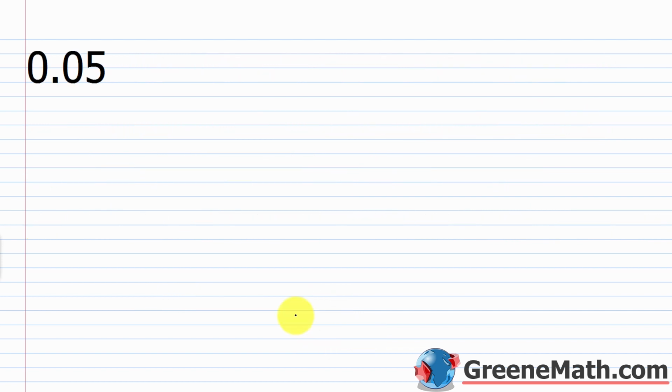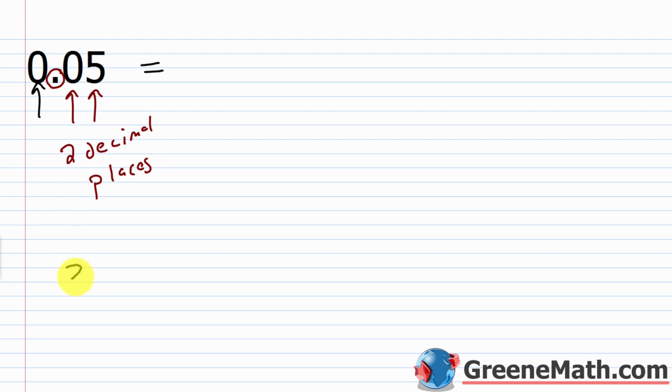All right, so we're going to start out with 0.05. And again, this 0 out here to the left of the decimal, that's just for clarity, right? We don't need to do anything with that. So the first thing I'm going to do is count the number of decimal places that I have. After the decimal point, I have a 0 and then a 5. So I have 2 decimal places. And remember, this 0 matters because it's followed by a 5.